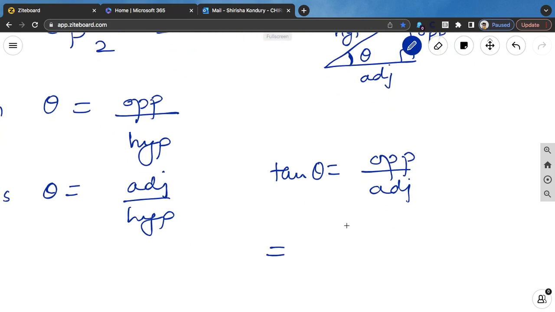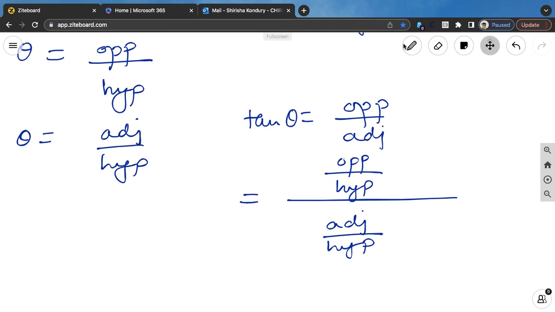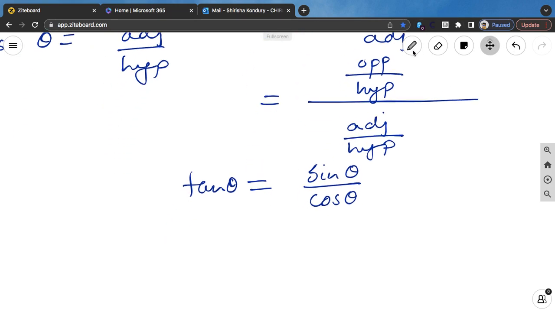If you look at tan theta carefully, I can divide the numerator and the denominator by a common term, which is the hypotenuse, which means the numerator would become sine theta, the denominator will become cos theta, and therefore tan theta is also defined as sine theta upon cos theta. So opposite upon adjacent is one definition, yes, but I can also write tan theta in terms of sine and cos. So these are the 3 main ones.